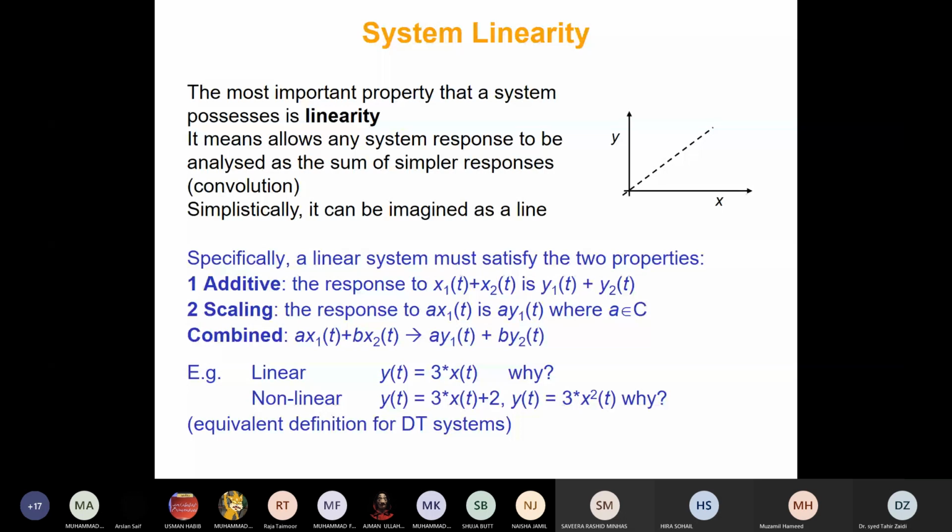Any questions? We are going to cover this part next time, because this is a serious part, linearity and its properties. We'll cover that next time.